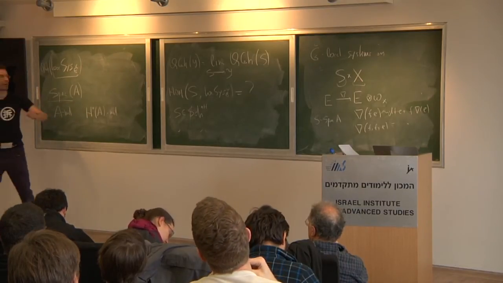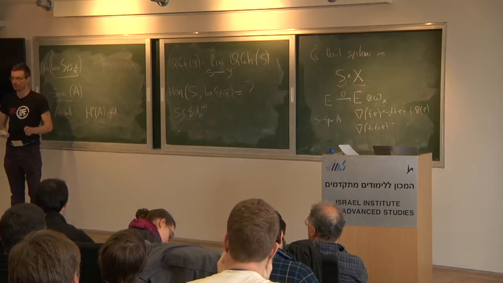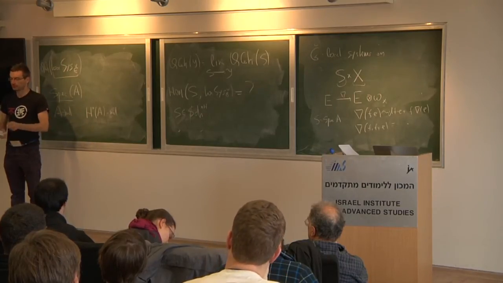So you could have asked, why did we not have to do the same with Bun-G? With Bun-G, it was enough to stay with affine schemes. Because, well, Nick will explain that.